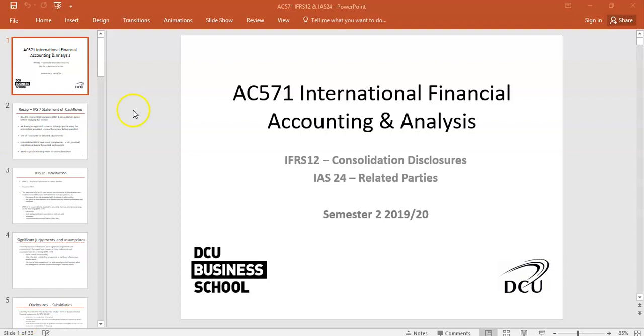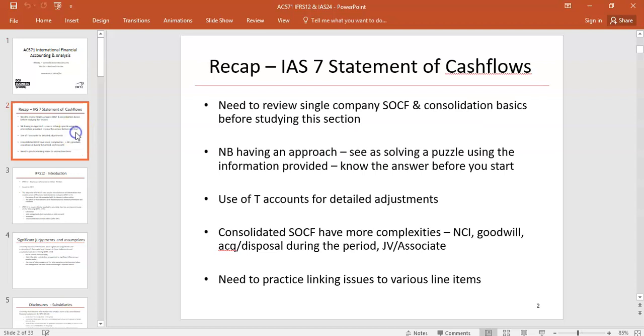So the last session we did was IAS 7, and we said that was kind of split into two sections. Number one, recapping single company statement of cash flows. And that's coming from your undergrad studies. Just make sure you know how to approach it, how to calculate the answer, i.e. the movement in cash and cash equivalents, and then also the key sections in a statement of cash flow question. Your operating activities, your investing activities, and your financing activities.